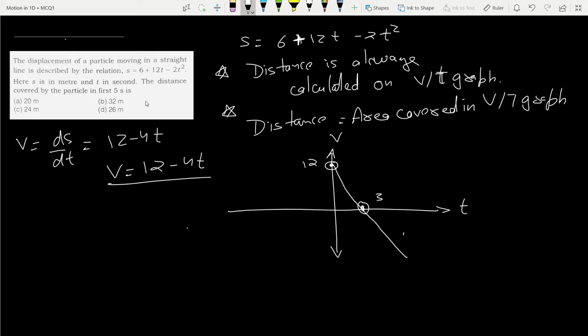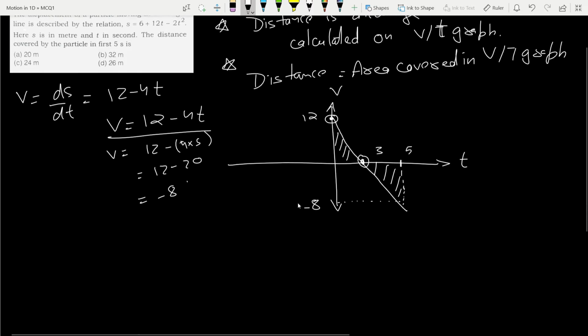Now we have to find the distance covered in 5 seconds. So we need to know the corresponding value of V at t is equal to 5 seconds. So if we put t is equal to 5 seconds, we get 12 minus 4 times 5, that is 12 minus 20, it is negative 8. Now the area we have to calculate is this one.